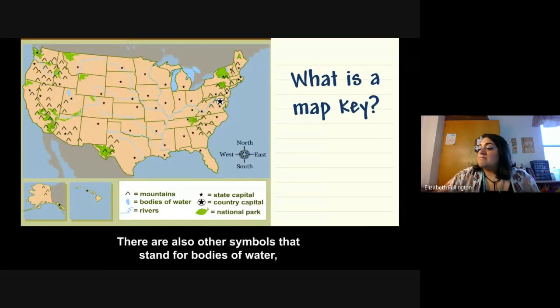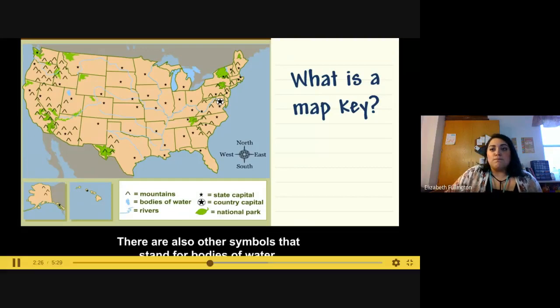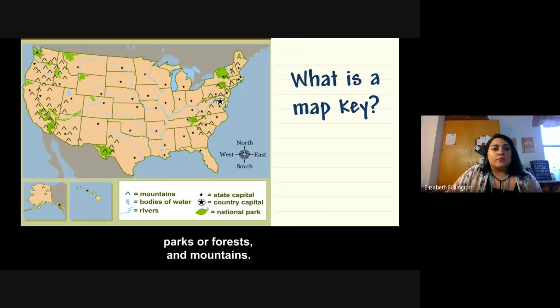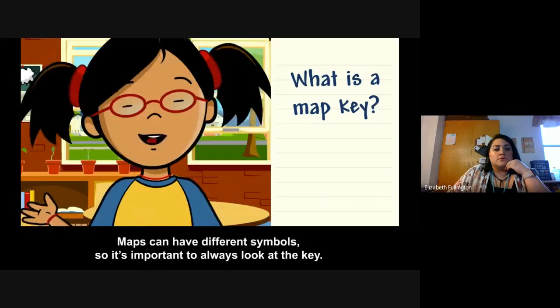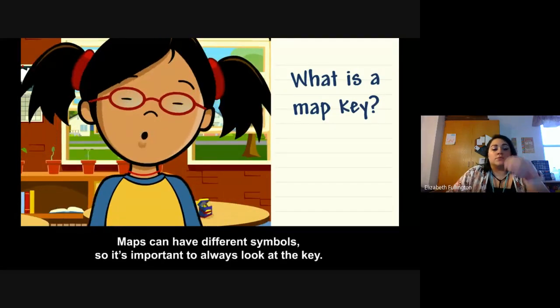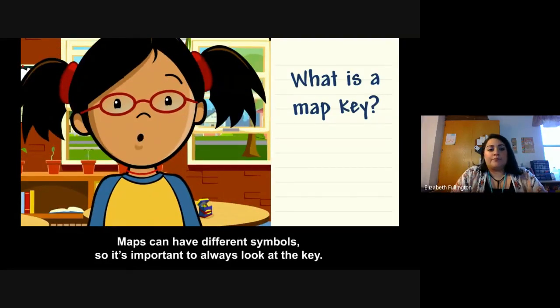There are also other symbols that stand for bodies of water, parks or forests, and mountains. Oh, and a star inside of a circle stands for the country's capital. Maps can have different symbols, so it's important to always look at the key.